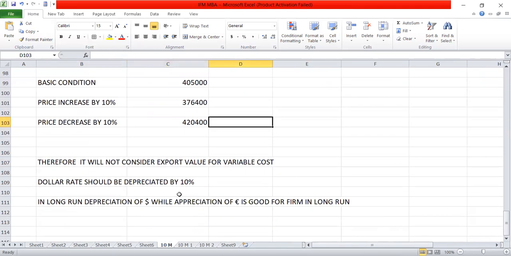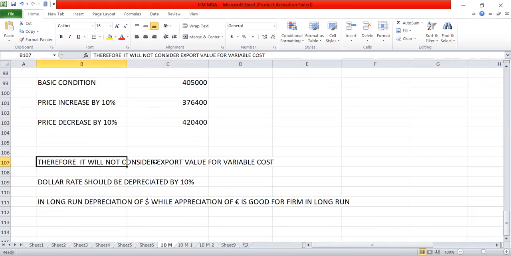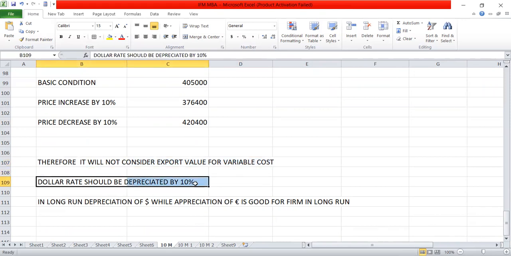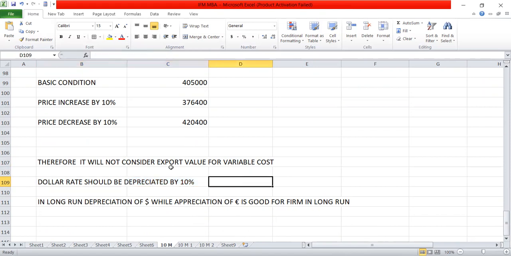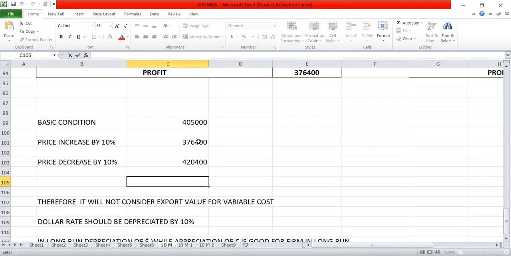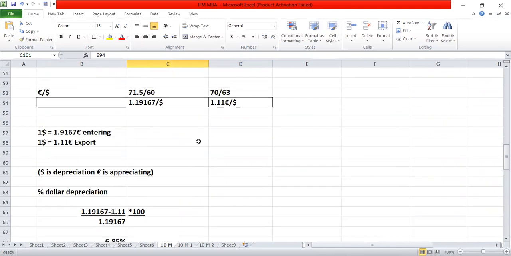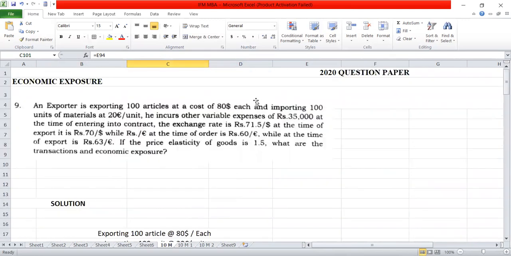So very simple. Therefore, it will not consider export value for variable cost. The dollar should be depreciated by 10%. If the dollar is depreciated by 10%, obviously we can earn the profit. In the longer run, depreciation of the dollar while appreciation of the pound is good for the firm in the long run. So this is the problem for the 10 marks, which is related to transaction and economic exposure. We'll see you in the next class. Bye.